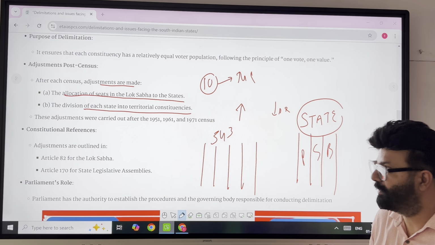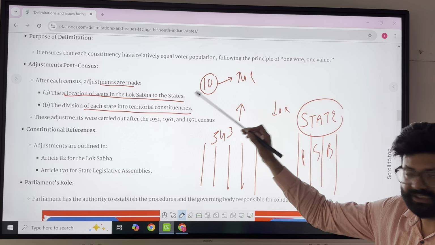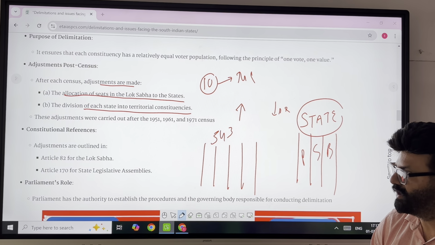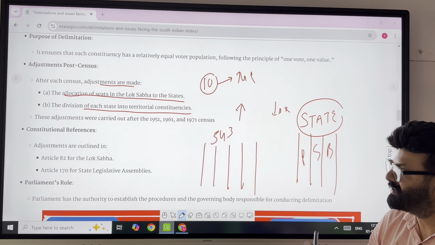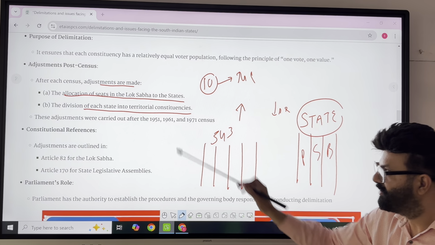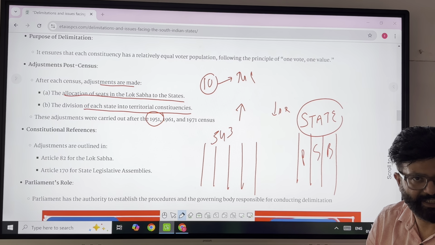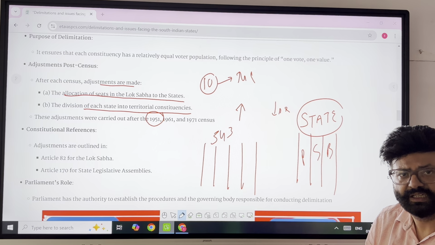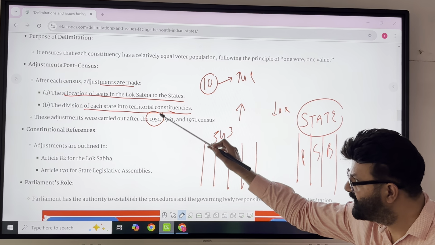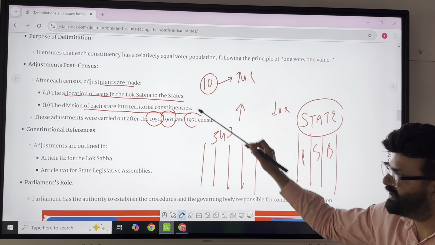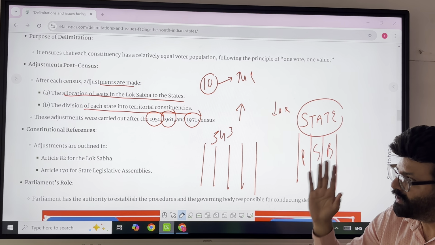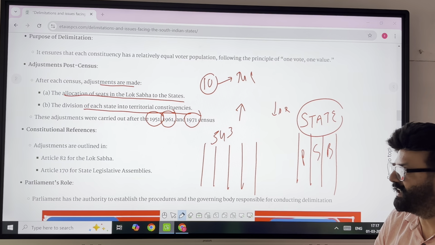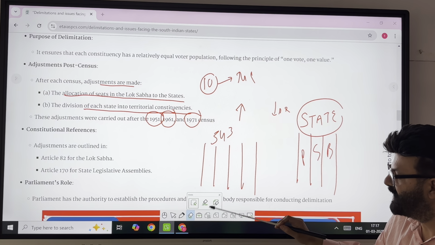So, two things you must remember. First is allocation of seats in the Lok Sabha to the states. Second is division of each state into territorial constituencies. These adjustments have been done thrice so far. First, it was done in 1951, the very first year of India's voting representation. Second, 1961, and third is the 1971 census. So, it has been carried forward but only thrice.